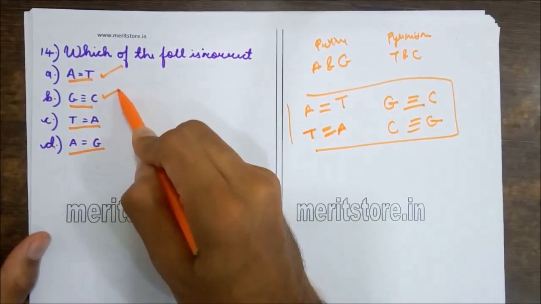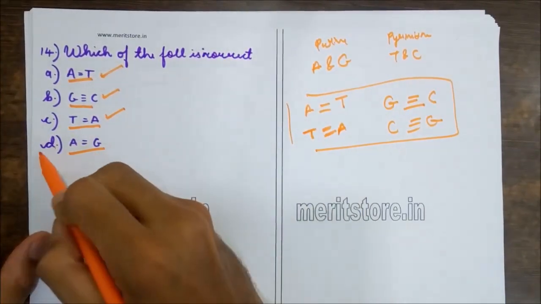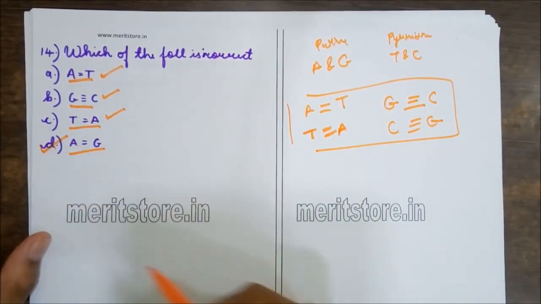Option A is correct, option B as well as C is incorrect. So incorrect one is option D. So D is the correct answer.